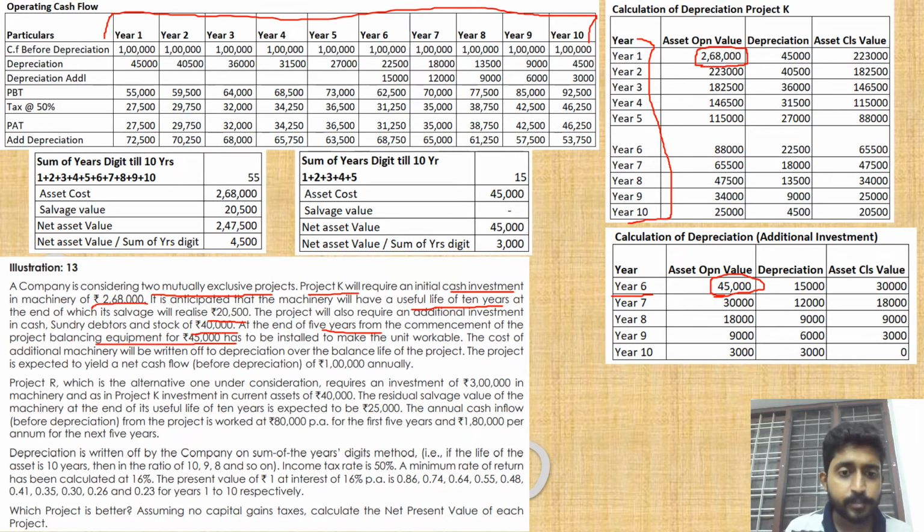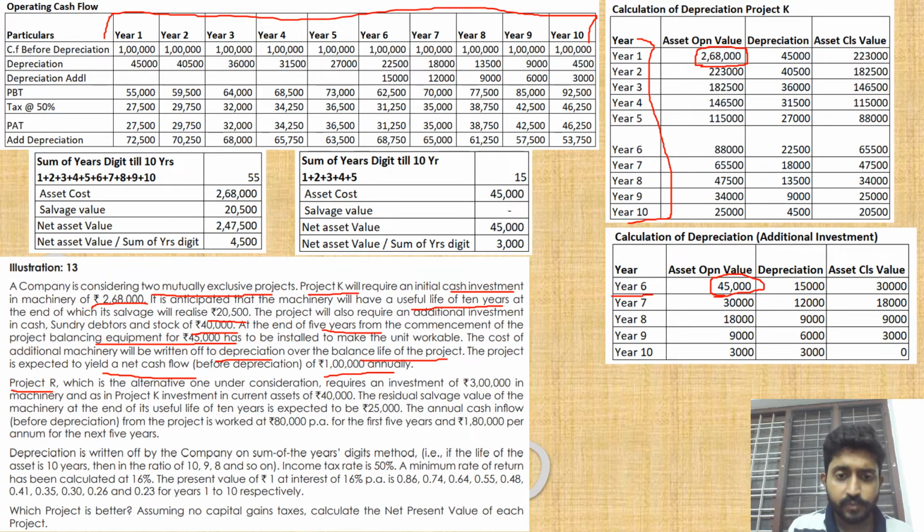This is additional investment that is required. The cost of additional machinery will be written off to depreciation over the balance life of the project. The project is expected to yield a cash flow of 1 lakh annually before depreciation. So this is cash flow before depreciation. Next, there is project R, which we will discuss in the next slide.